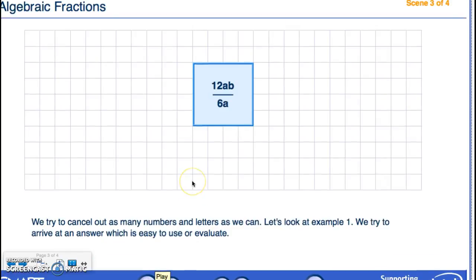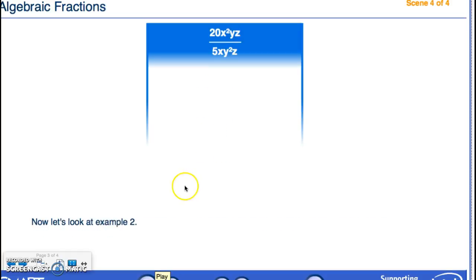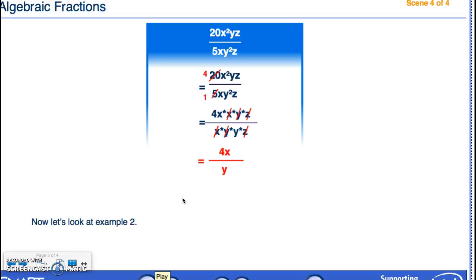We try to cancel out as many numbers and letters as we can. Let's look at example 1. We try to arrive at an answer which is easy to use or evaluate. Now let's look at example 2.